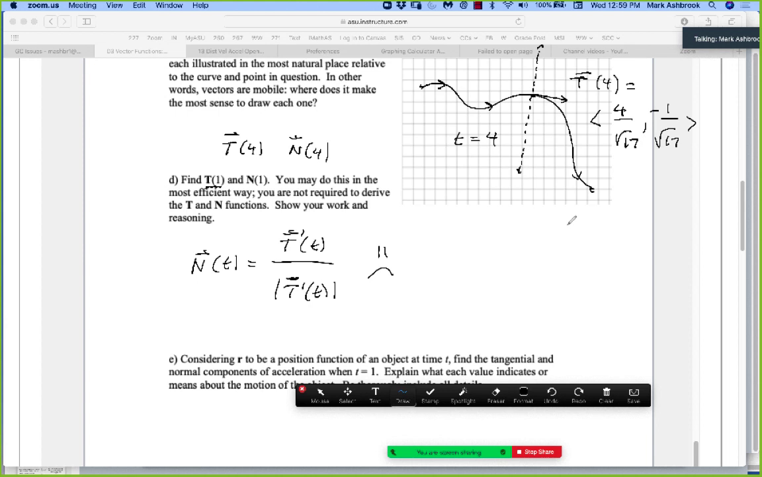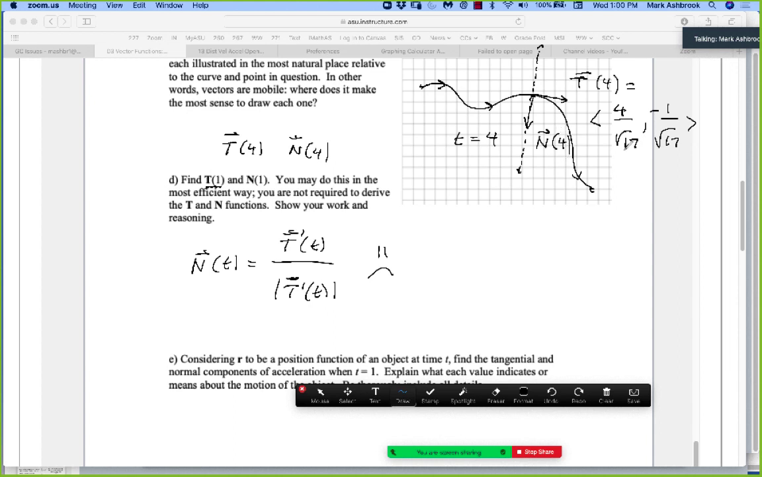So based on the curve, what would be the direction of N? Would it be exhibit A or exhibit B? Down. Yeah, it'd be this one, right? Because why? Because we're turning right. If we're on this object, we'd be turning right, and N shows the direction of turning. So that would be N of 4.